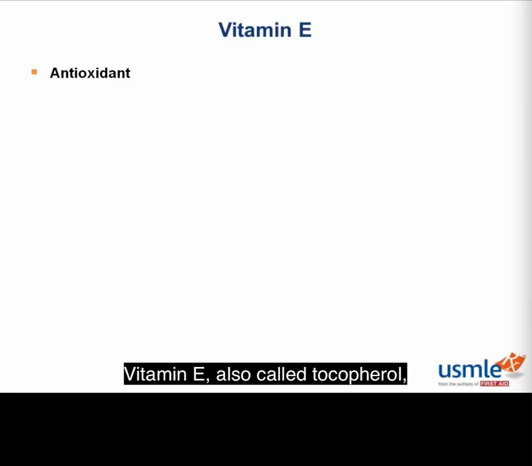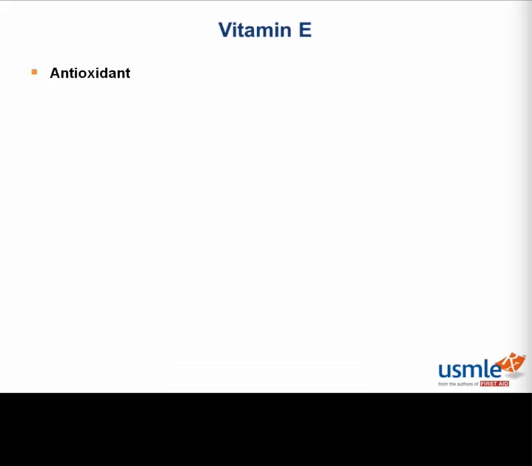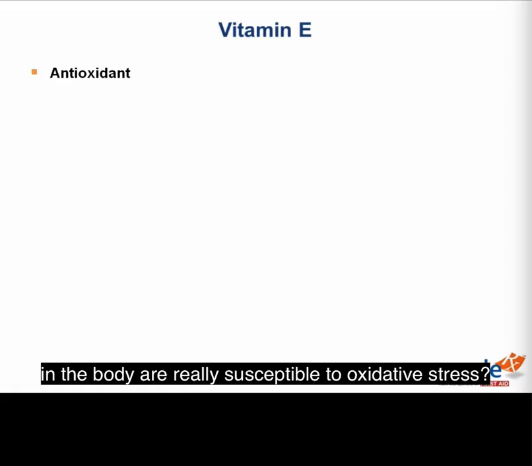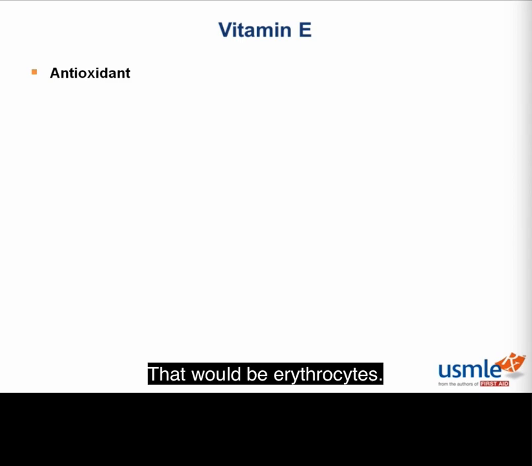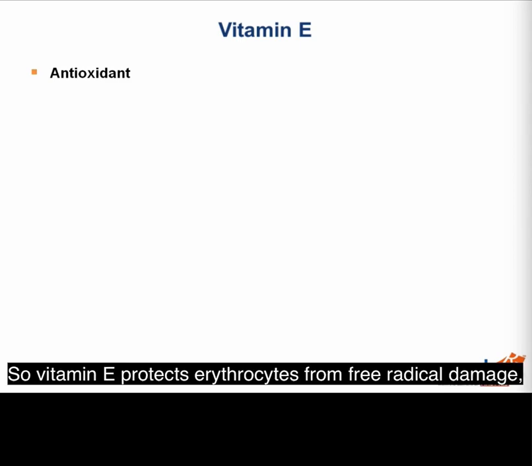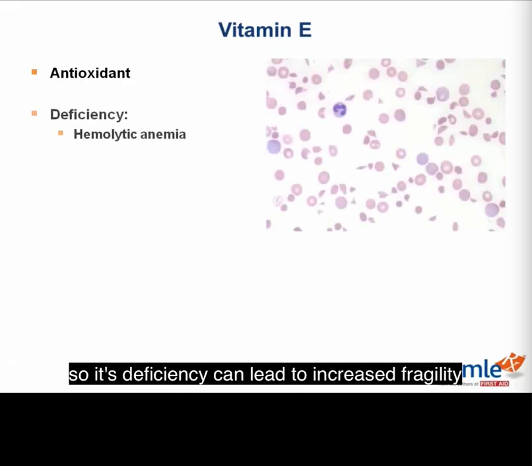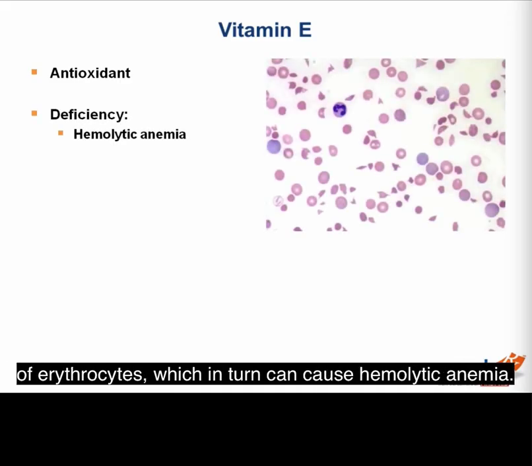Vitamin E, also called tocopherol, is a fat-soluble antioxidant vitamin found in sunflower oil, corn oil, soybeans, meats, fruits, and vegetables. So this is an antioxidant, so I'll ask you, what cells in the body are really susceptible to oxidative stress? That would be erythrocytes. So vitamin E protects erythrocytes from free radical damage, so its deficiency can lead to increased fragility of erythrocytes, which in turn can cause hemolytic anemia.